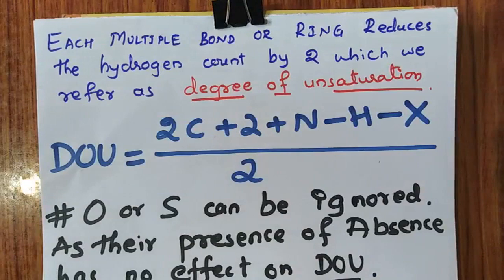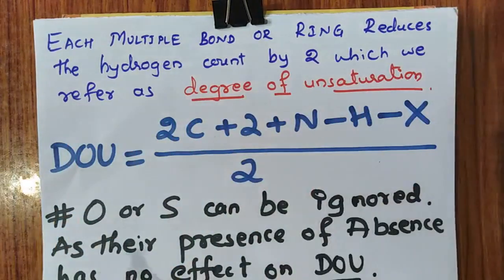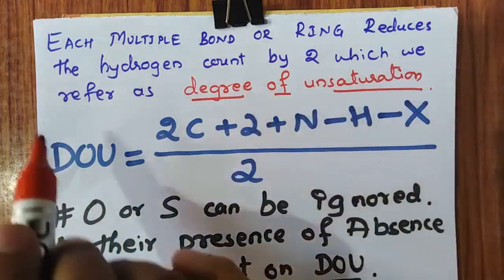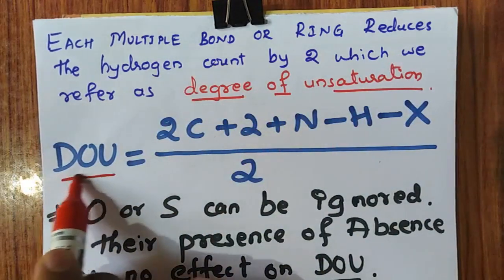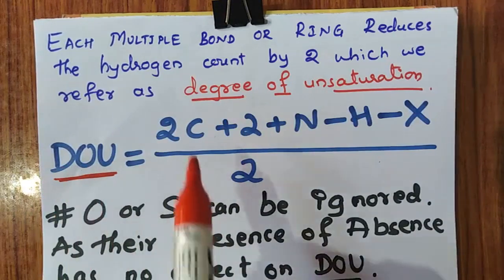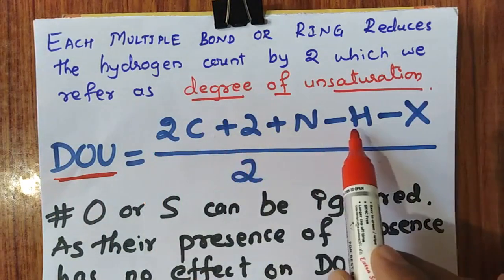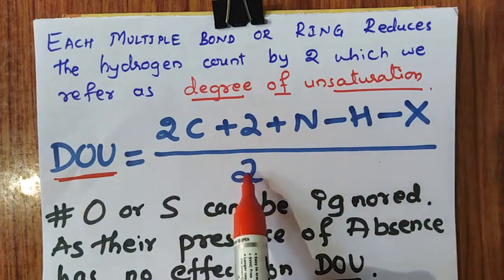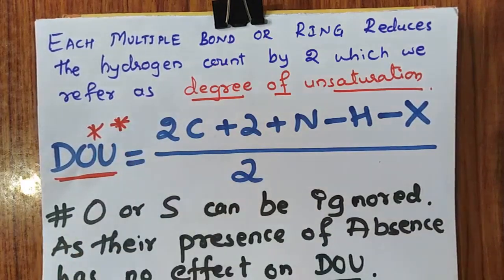Remember, each multiple bond or ring reduces the hydrogen count by 2, which we refer to as degree of unsaturation. The formula you have to remember is: DOU, degree of unsaturation, is equal to 2 carbon plus 2 plus N, nitrogen, minus hydrogen minus X, the halogen, divided by 2. Remember this particular formula, very important in the exam.